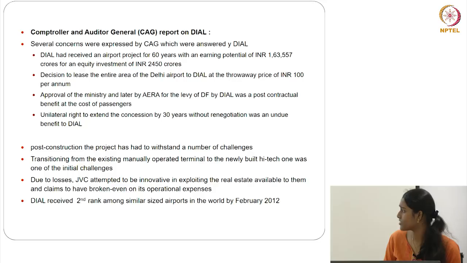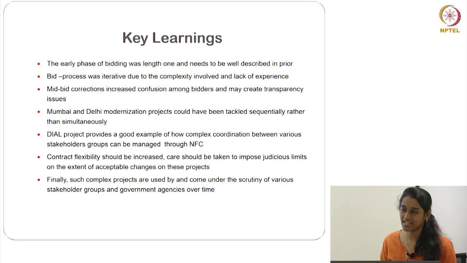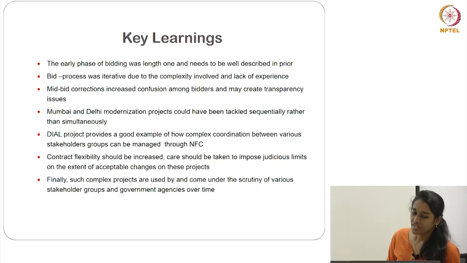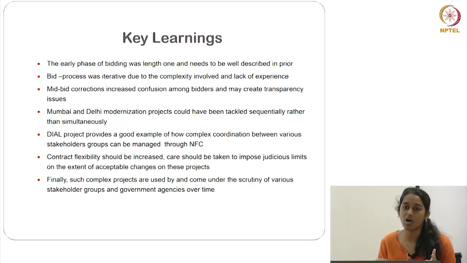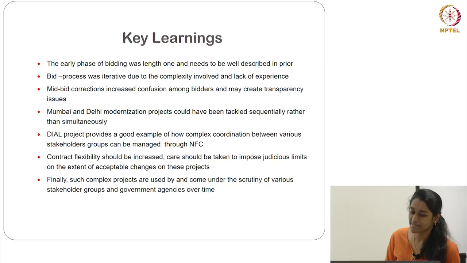The key learnings include that the early bid was lengthy and needs to be properly discussed well in advance, and the bid process was iterative due to considering Mumbai and Delhi airports at a time. Maybe they could be done consecutively. And by forming the NFC, it set a good example of how all the stakeholders could manage all the concerns regarding the project. And I think those are the main key learnings.